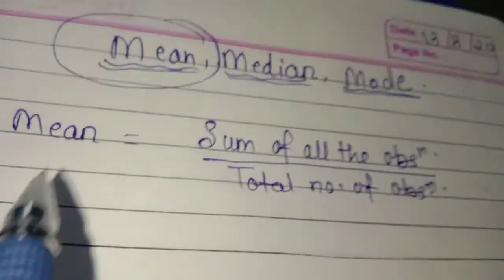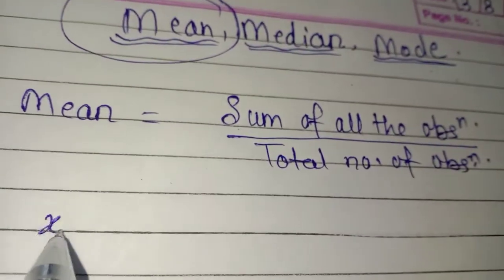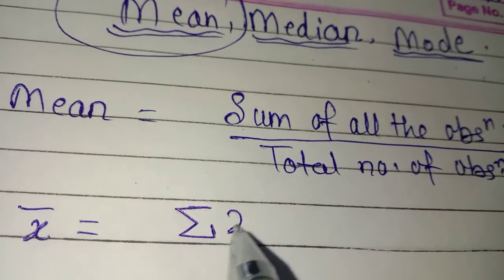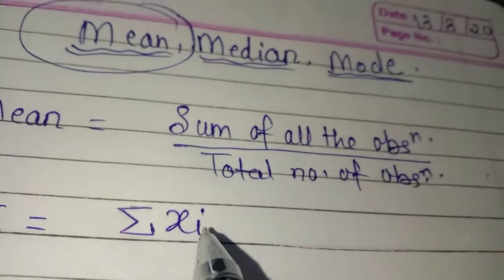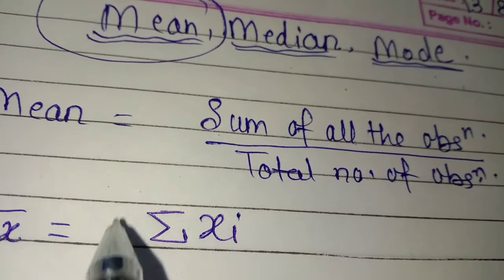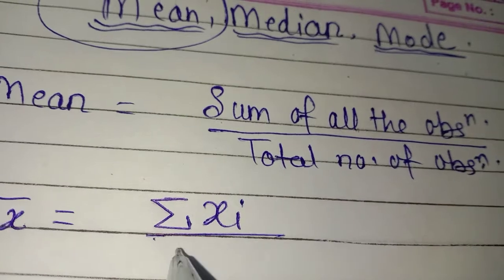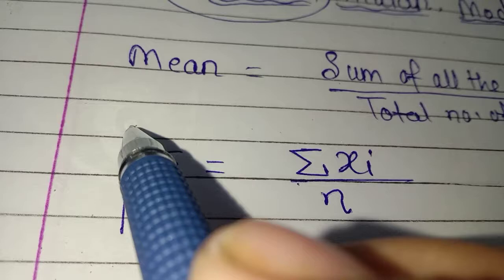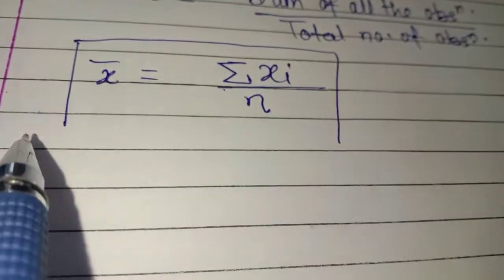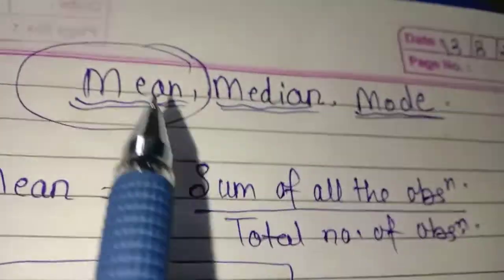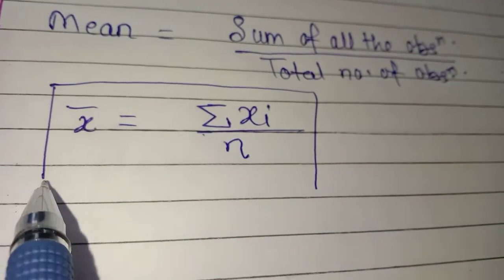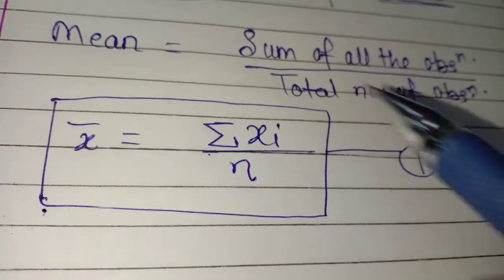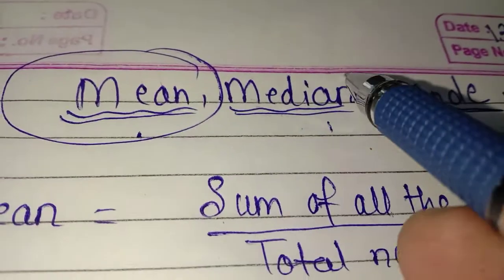So numerically, we can write mean, represented as x bar, is equal to summation of xi divided by n. Here summation of xi means the total observations, that is, the sum of all the observations, divided by their number, and n represents the number. So this is the first formula to find mean. Once again, I am repeating that the left portion of the graph will be completed after mean, median, and mode. Now let me explain about median.